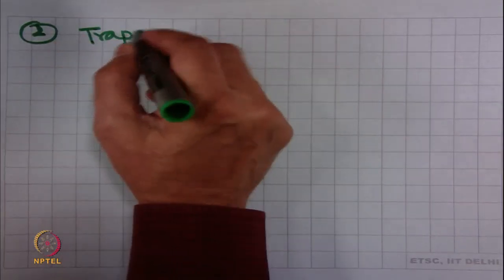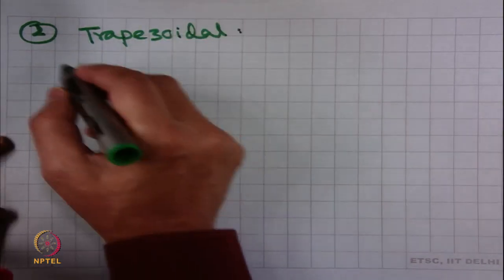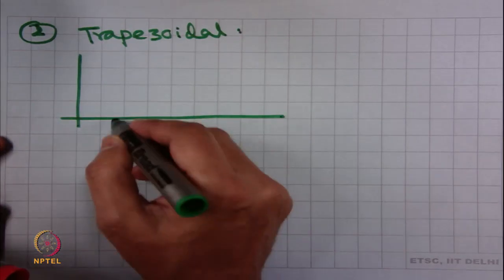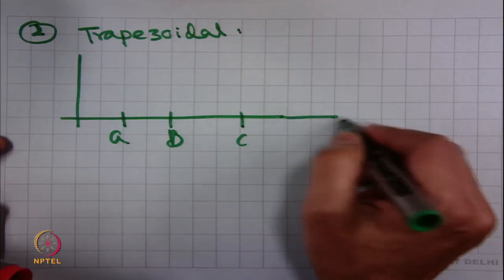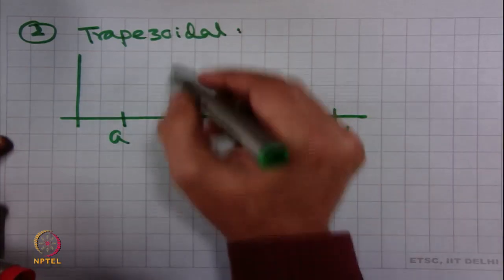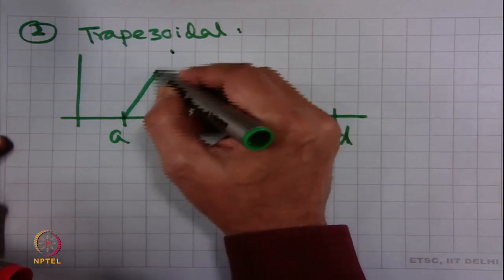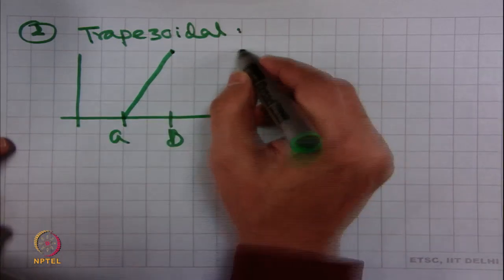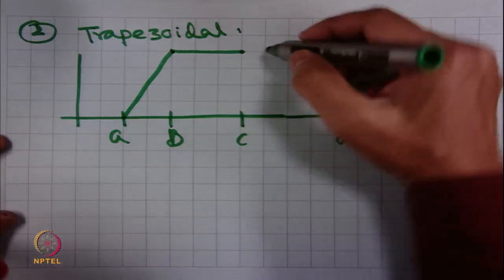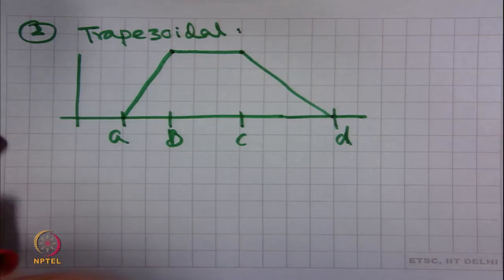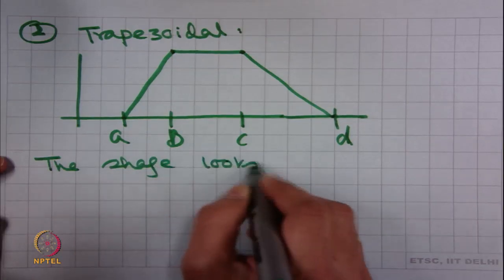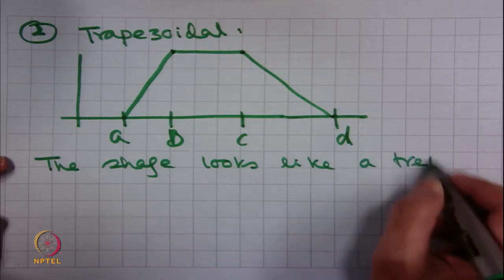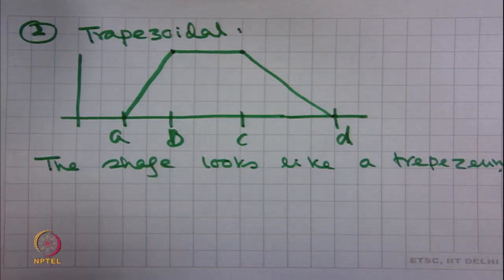Trapezoidal. The shape is something like this. It is a, b, c and suppose d. So, the support is from a to d and it goes like a straight line up to point c, it remains at 1, and from there it goes down up to d. So, the shape looks like a trapezium. Hence, it is called a trapezoidal membership function, and the membership values are given as follows.